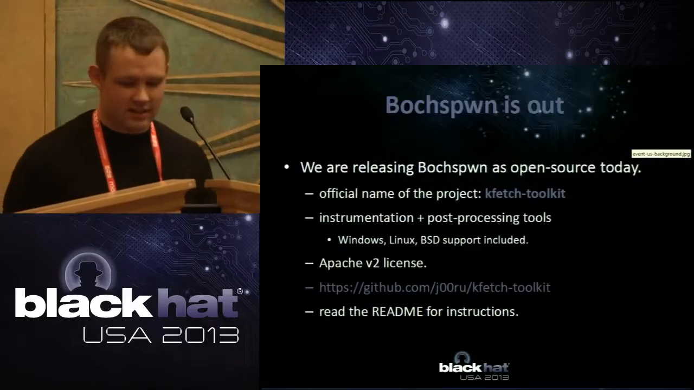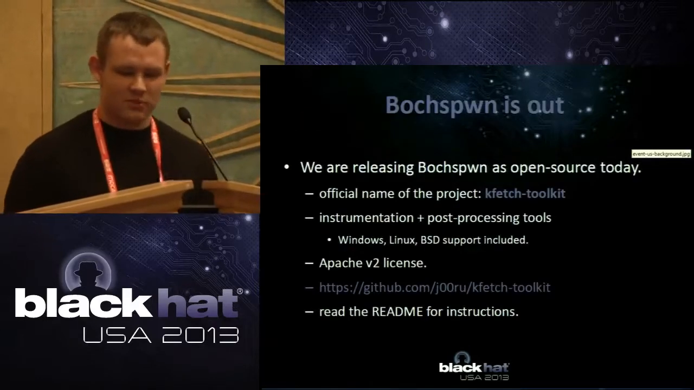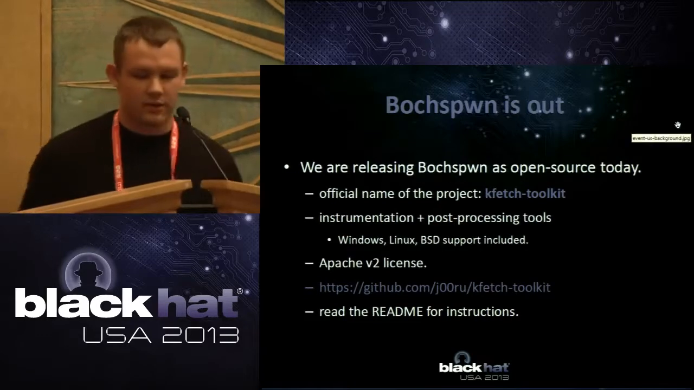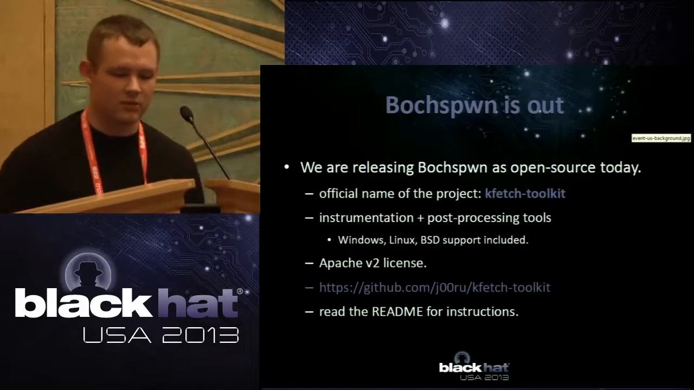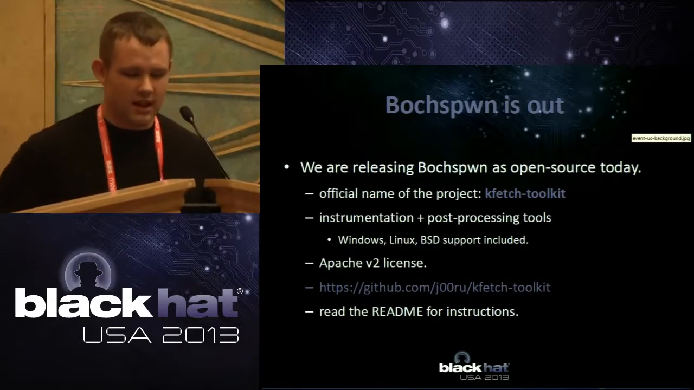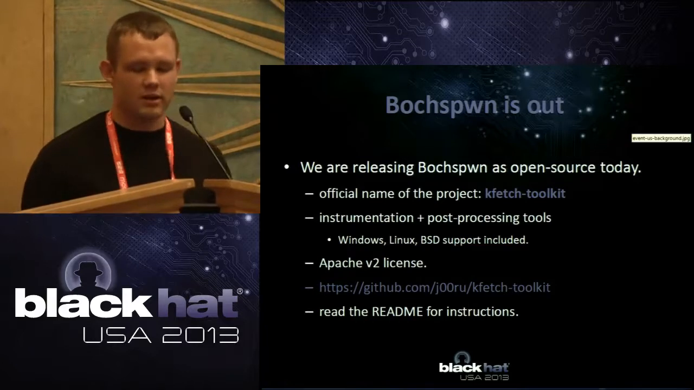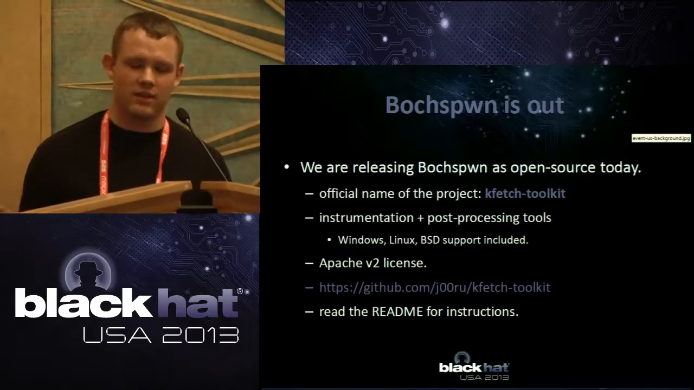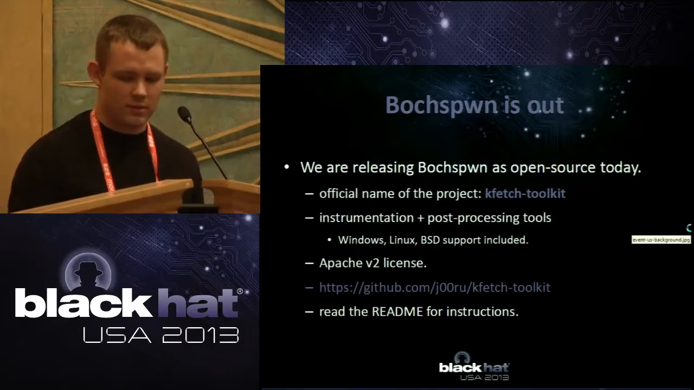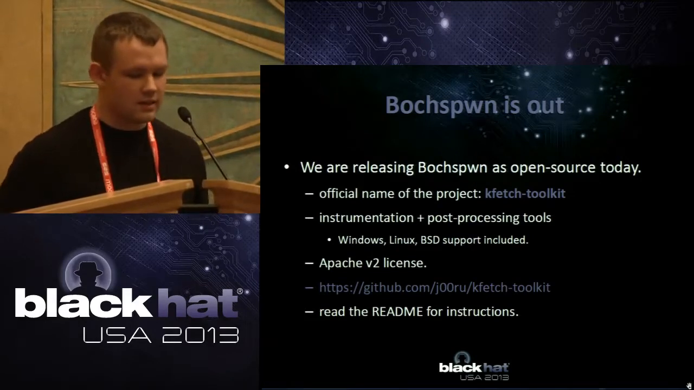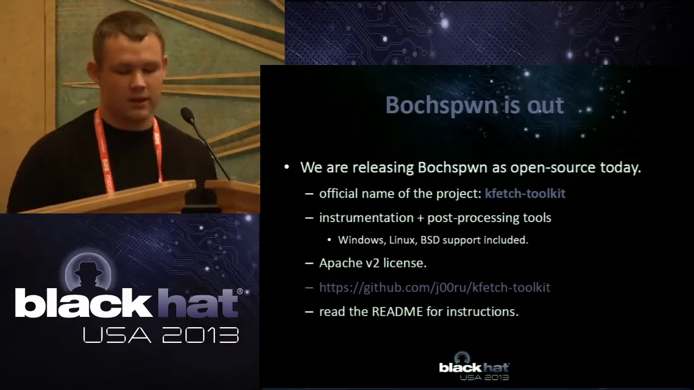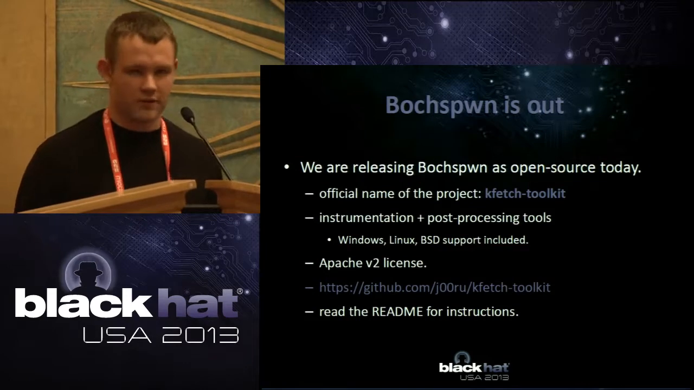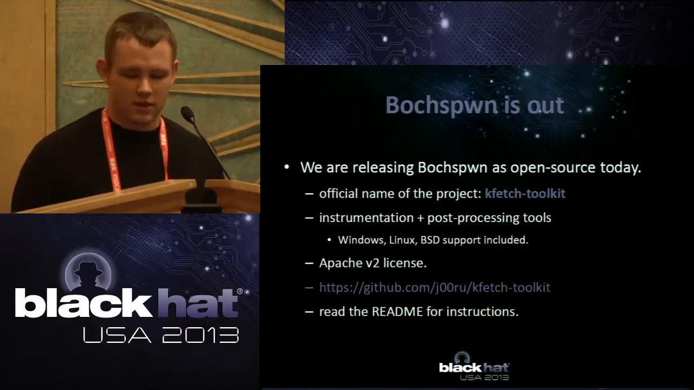Anyway, so the conclusions are, first of all, the most important part, I think, is that we are releasing Bochspwn as open source today. The name of the open source project is KFetch Toolkit, and we are releasing the instrumentation part and the post-processing part, so basically everything that we used to discover all of those vulnerabilities that I talked about today. This is under the Apache v2 license. You have the link here so you can check out the project on GitHub and refer to the README for instructions on how to compile and use it. There's a 22-page document on how to use it.